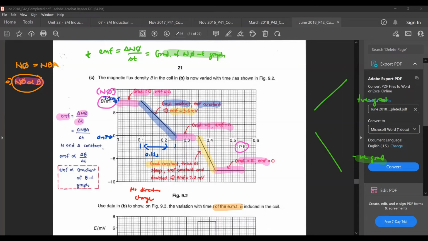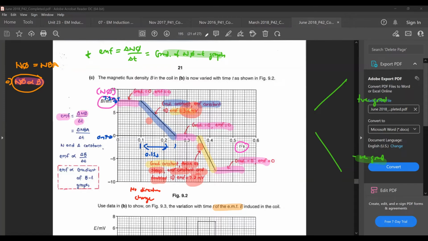Okay, then after that we also can evaluate how steep this line is with respect to the blue line. We can actually say that this line is going to be twice as steep. Okay, so your EMF is constant and it is double. If originally it is 3.6, now it's 7.2.